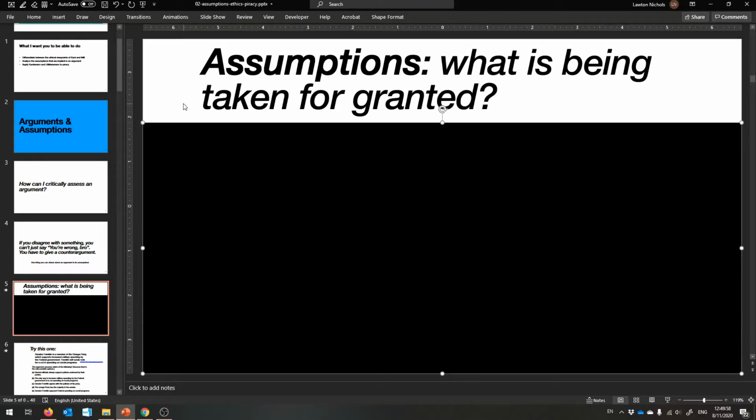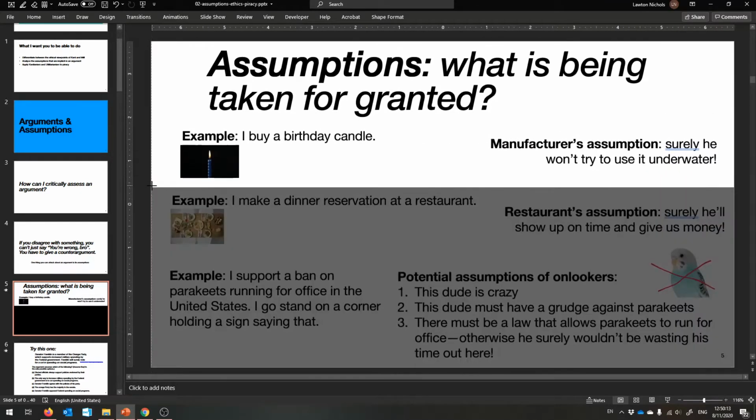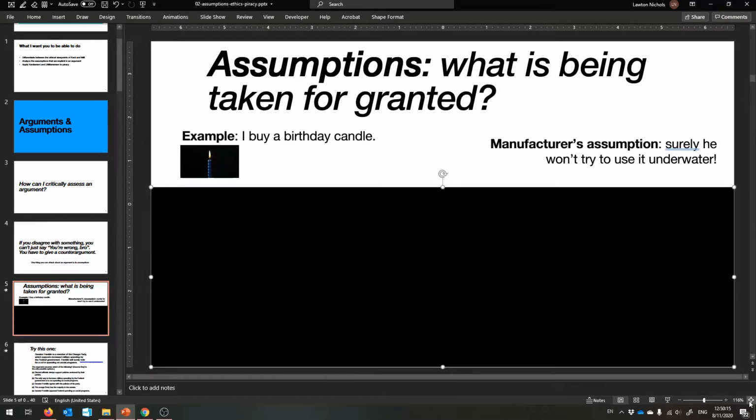Alright, so assumptions is another thing that you probably have a definition in your head and it's probably the right one already, but let's just make it concrete. So an assumption is something that you take for granted when you're talking about things, or you're arguing things in our case. So for example, it's almost my birthday, maybe I go out and buy some birthday candles and I want to use them. So the manufacturer of those birthday candles is going to be like, yeah, these birthday candles are meant to be lit in the air.